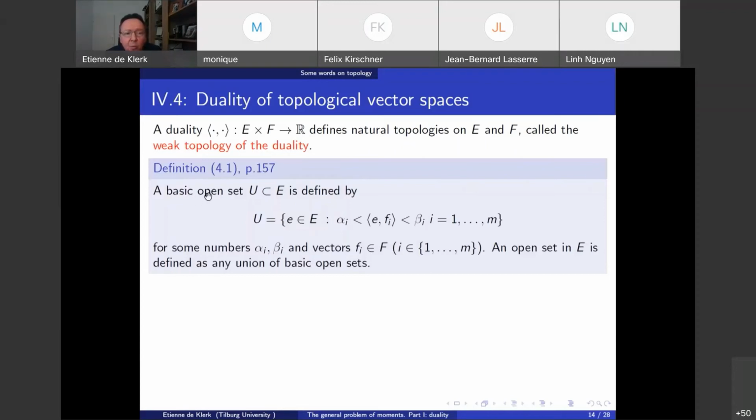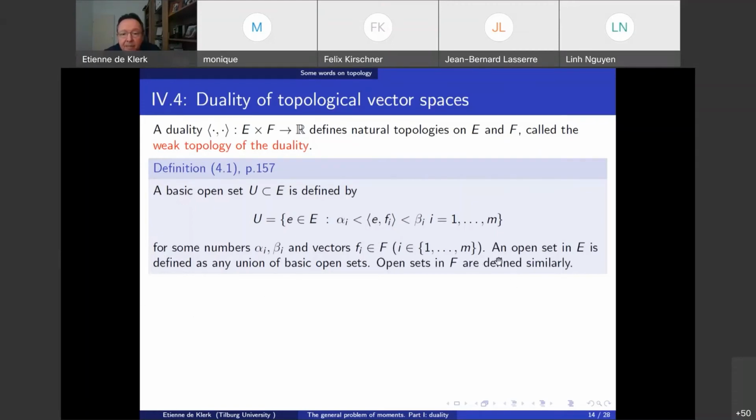So we define a so-called basic open set, a U inside our vector space E, as given by linear inequalities for some fixed vectors f_i from F and some given numbers alpha_i and beta_i. So basically, these kind of linear boxes, for lack of a better term, define our open sets. These are basic open sets, and then open sets are defined as unions of basic open sets, and that gives us a topology on the space E, and this is called the weak topology of a duality.